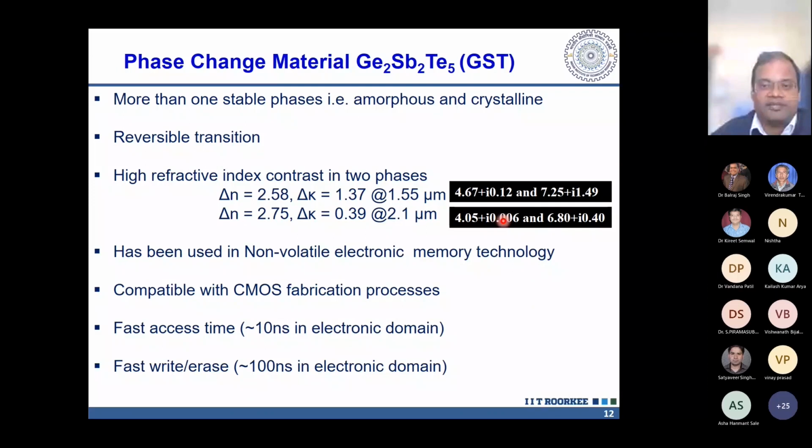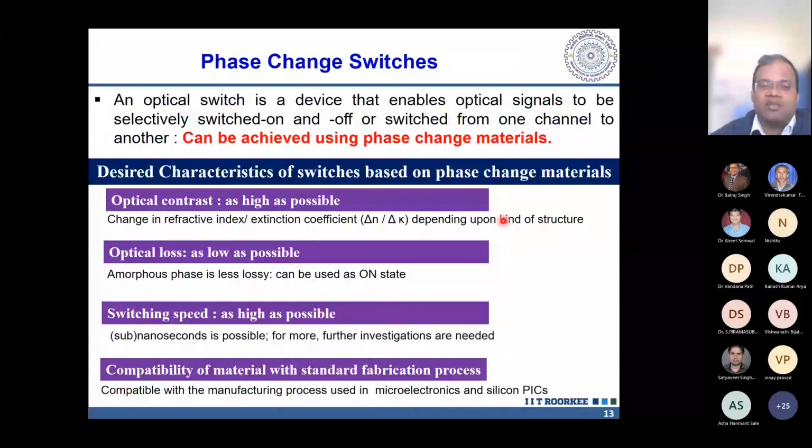We are talking about the phase change switch. So what are the properties we are looking for in a phase change switch? We want optical properties, because now we are talking about a photonic switch, so I will talk only about the optical parameters. We need the optical contrast as high as possible, that you can obtain by a change in the extinction coefficient, which is the imaginary part of the refractive index, or the refractive index, which is basically the real part. It depends what kind of effect we want, but both we can exploit.